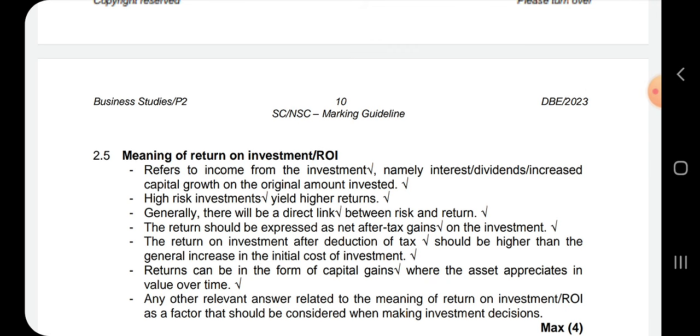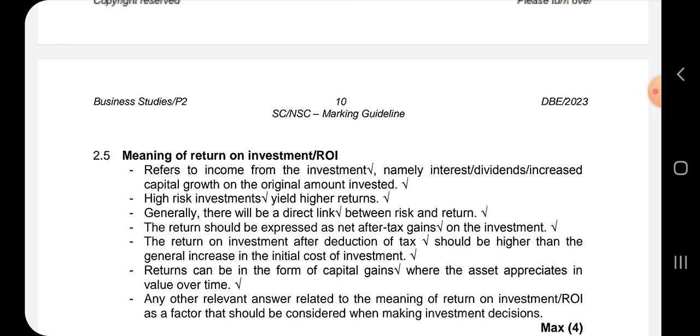Meaning of return on investment: it refers to income from investment, namely interest, dividends, and increased capital growth on the original amount invested. High-risk investments yield high returns. Generally, there will be a direct link between risk and return. So the return should be expressed as net after-tax gain on the investment. So guys, when you are asked to discuss something, giving the function, or describing that particular thing will also award you marks. So make sure that you know what different things mean that you will be asked, and you can also define them.